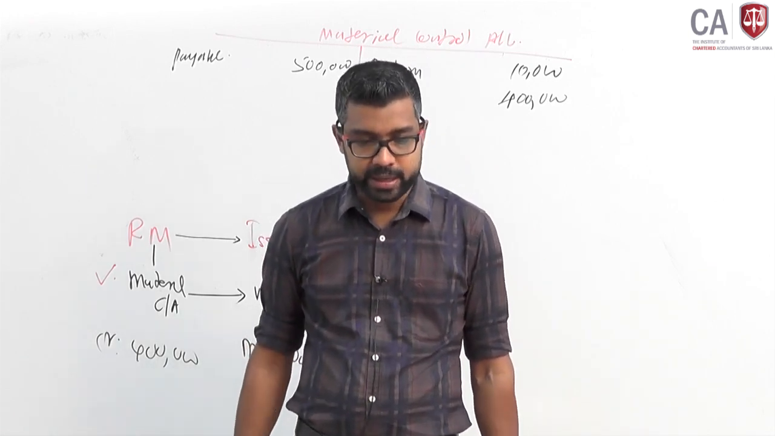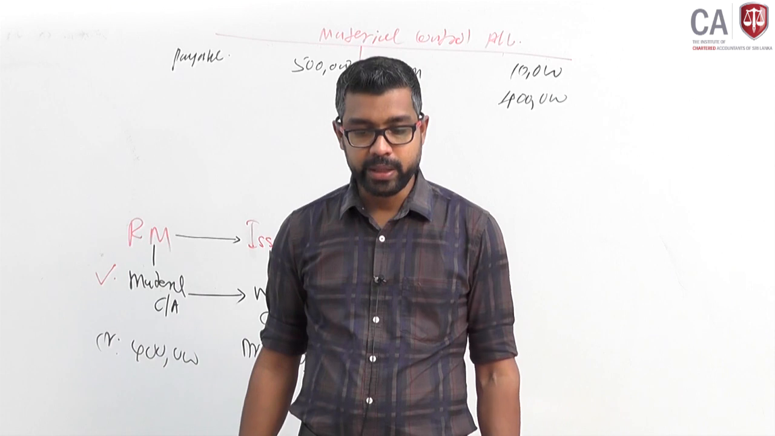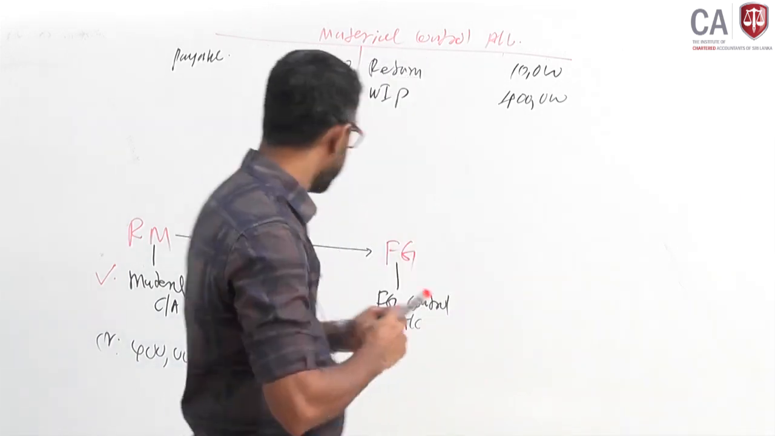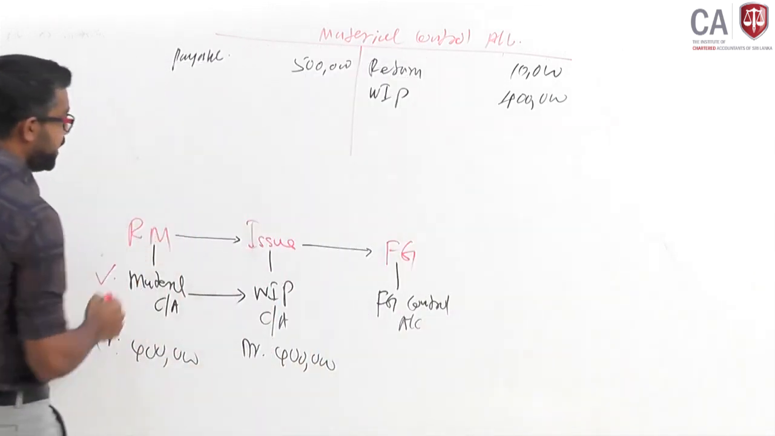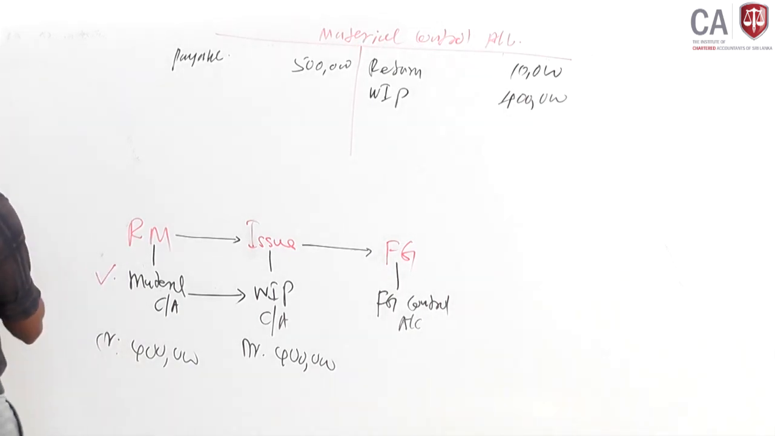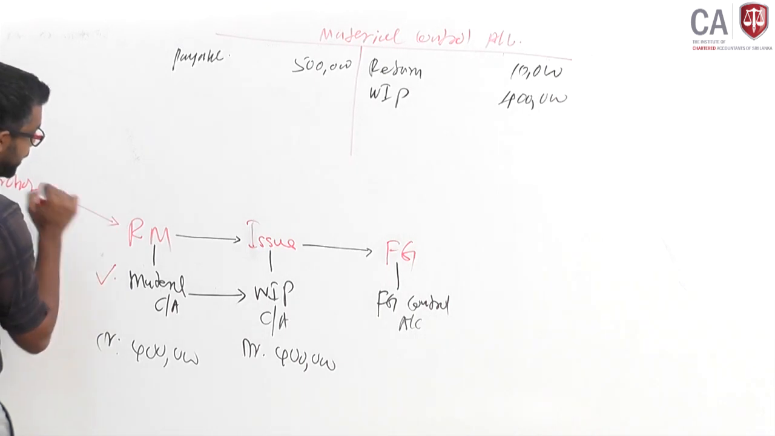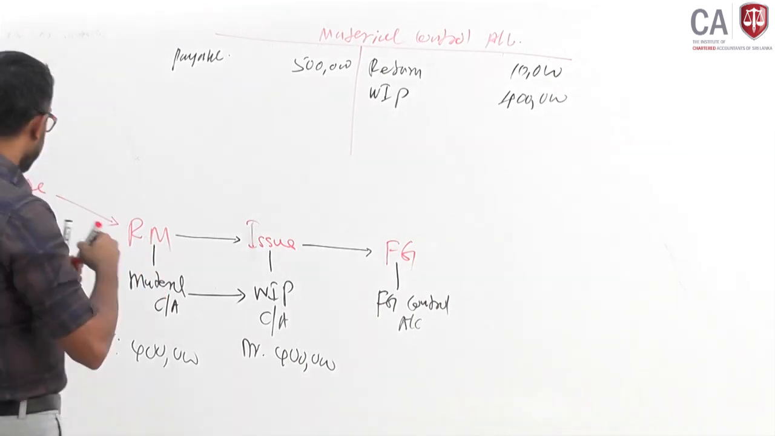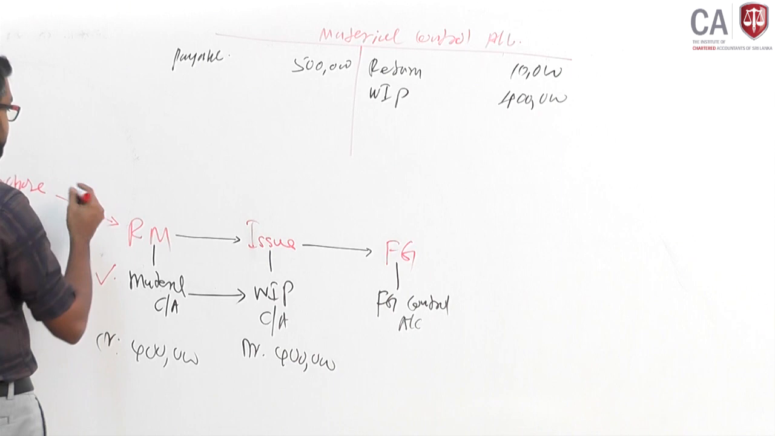Total issue of indirect raw material during the period. Indirect. Now you will purchase raw material, right? Purchases. It can be raw material or it can be consumable.